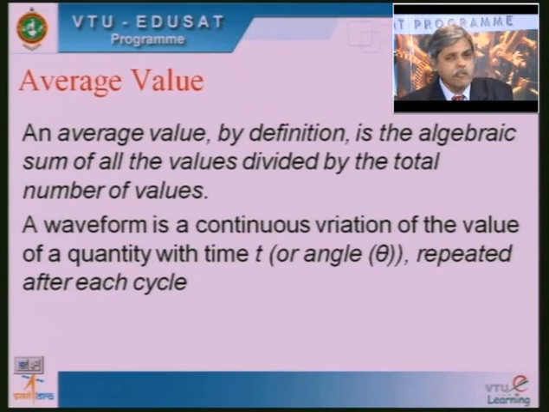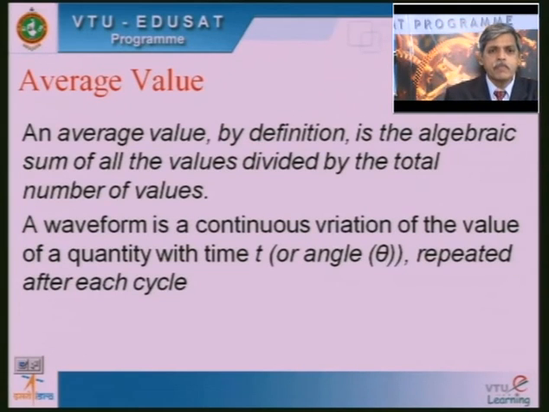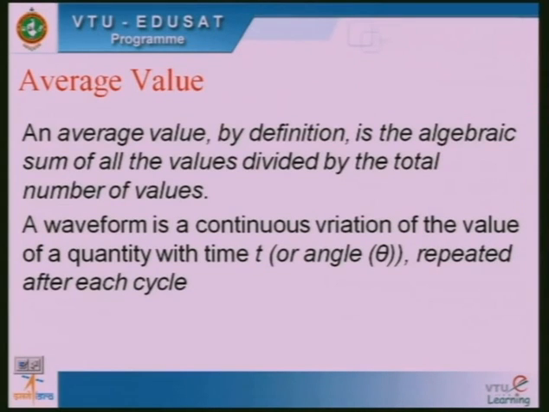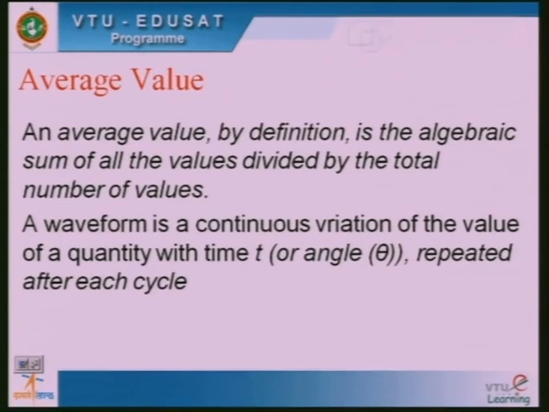And then I have the average value. Usually all these waveforms, you can see here, have a positive half cycle and a negative half cycle. The set of all positive values I call a positive alteration, and the set of negative values is called a negative alteration.